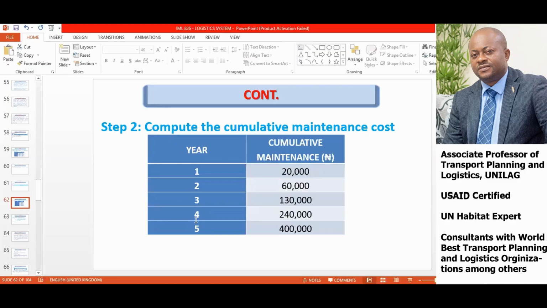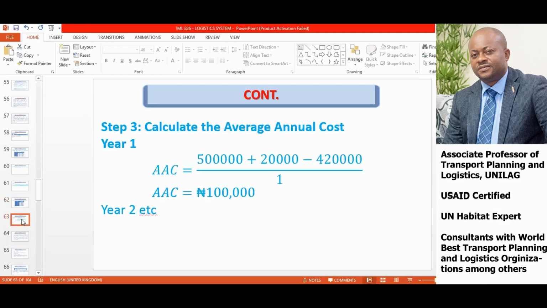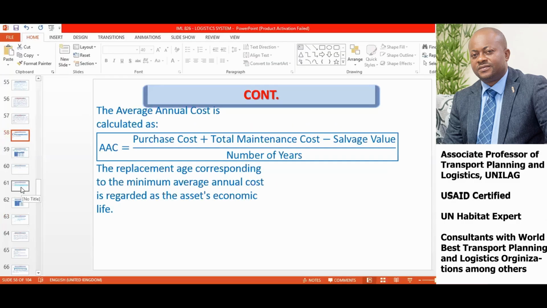2022. And 2021. Thank you so much. So what this suggests is that we go to the formula now. I hope you can still relate with this. From this table, what is our purchase cost? 500,000.